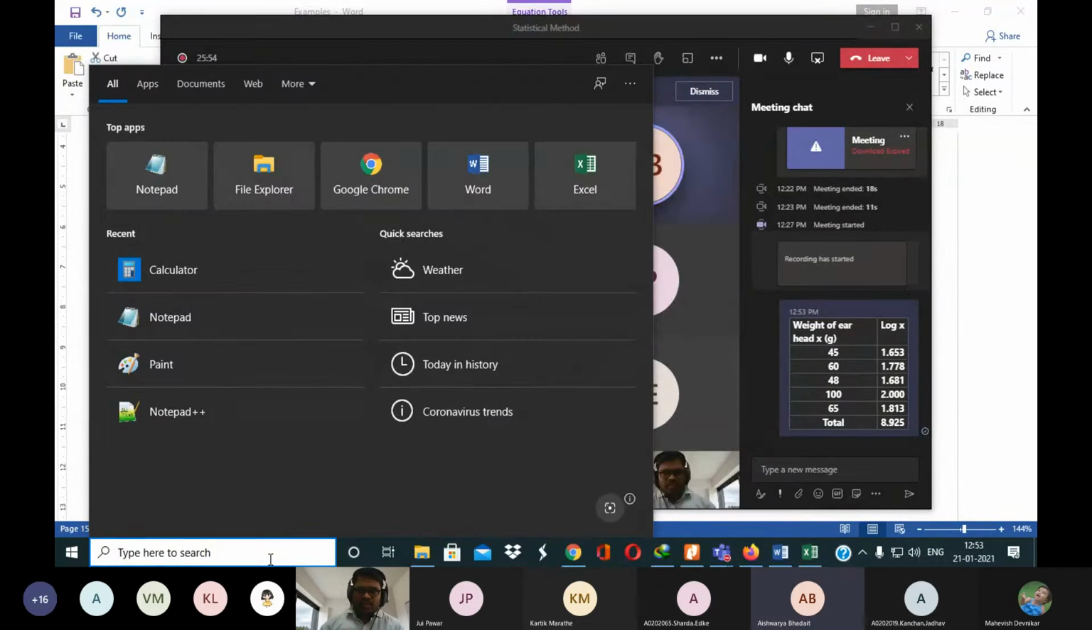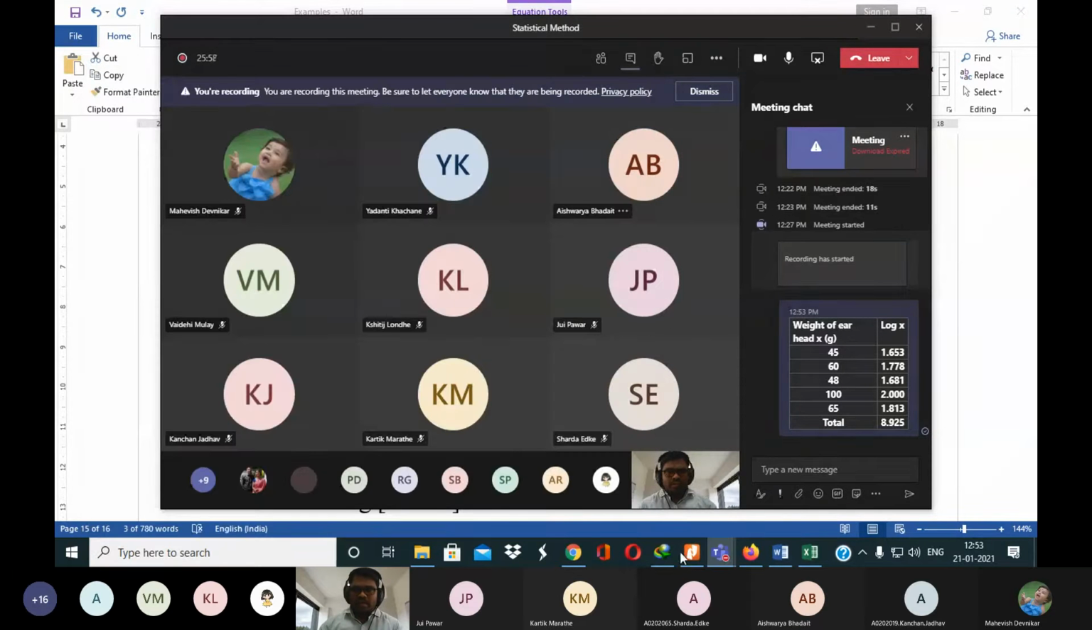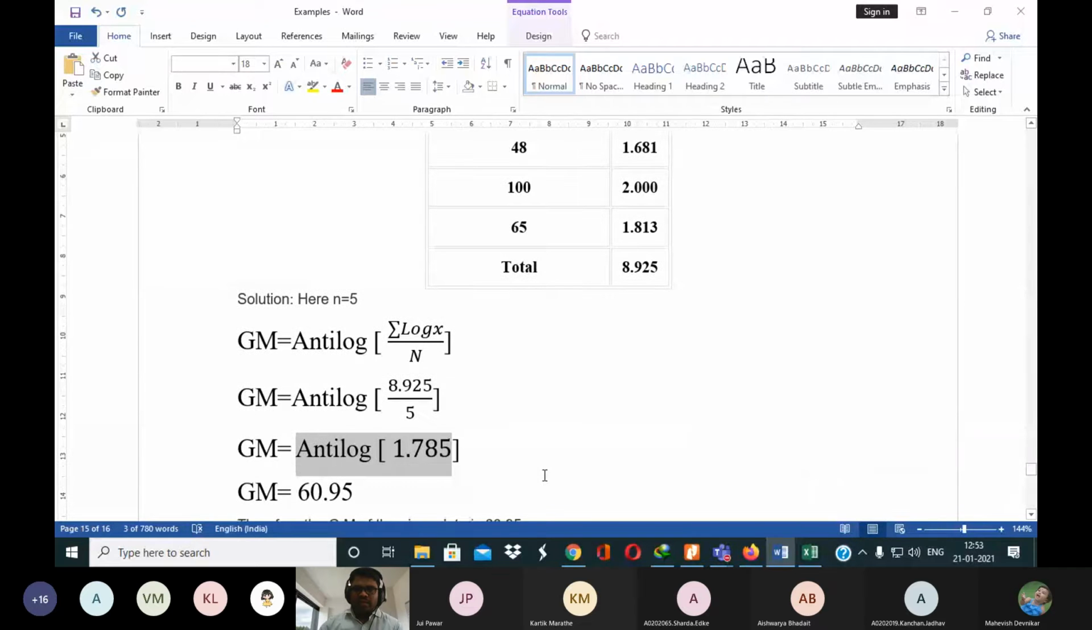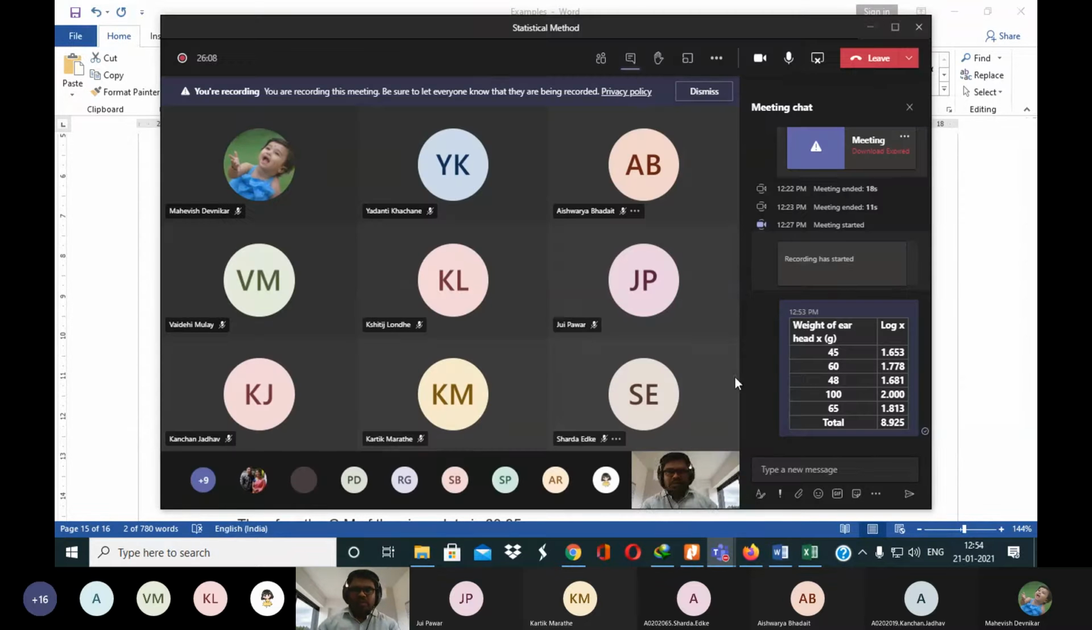60.95. Okay, just wait, we will check. Yes, it is correct, 60.95 is the correct answer. So Aishwarya, how have you calculated the anti-log? So 10 raised to 1.785. Okay, so then you will get the correct answer.